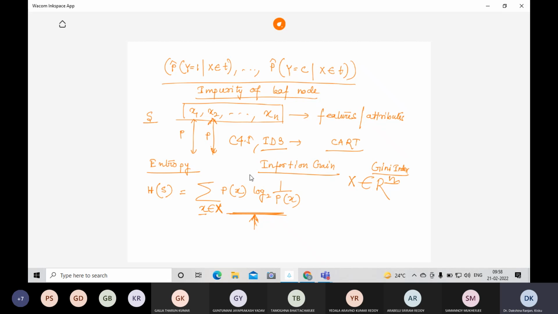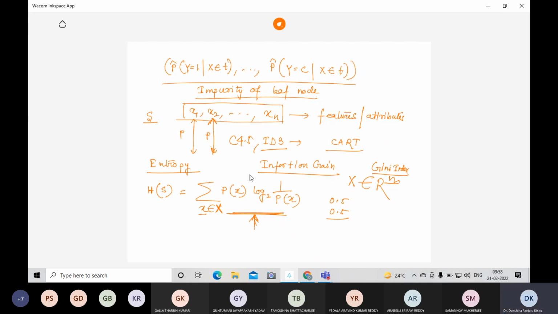Now let us take an example. When we toss a coin, the probability of head is 0.5 and the probability of tail is 0.5. Can you tell me what will be the entropy of this distribution?